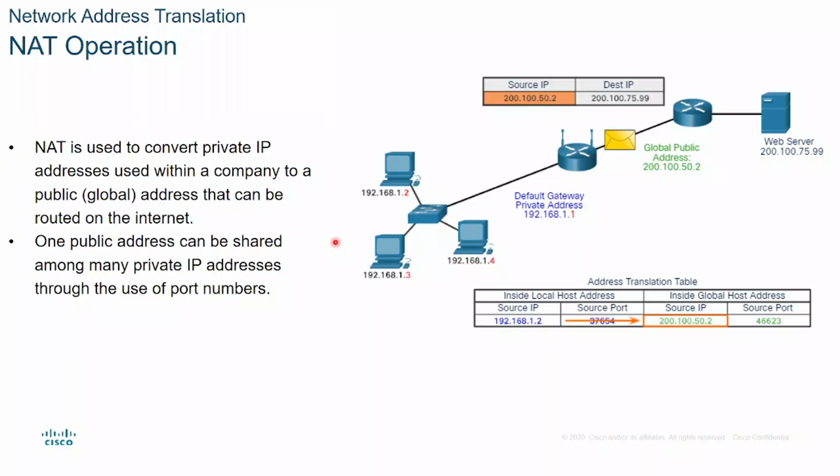Let's look at network address translation. Network address translation is used to convert IP addresses used within a company to a public global address that can be routed on the internet. Let's assume this is a network in a company, connected to an interface on the router. The router is connected to the public internet.